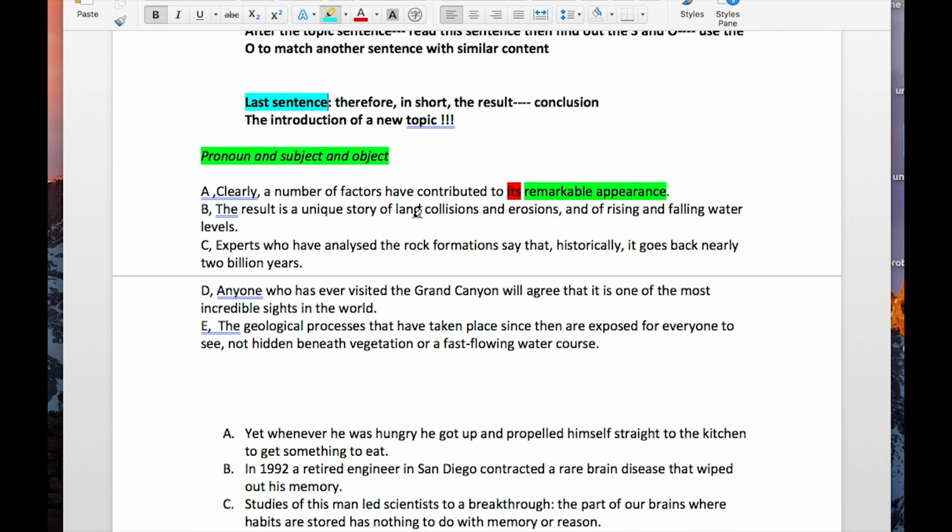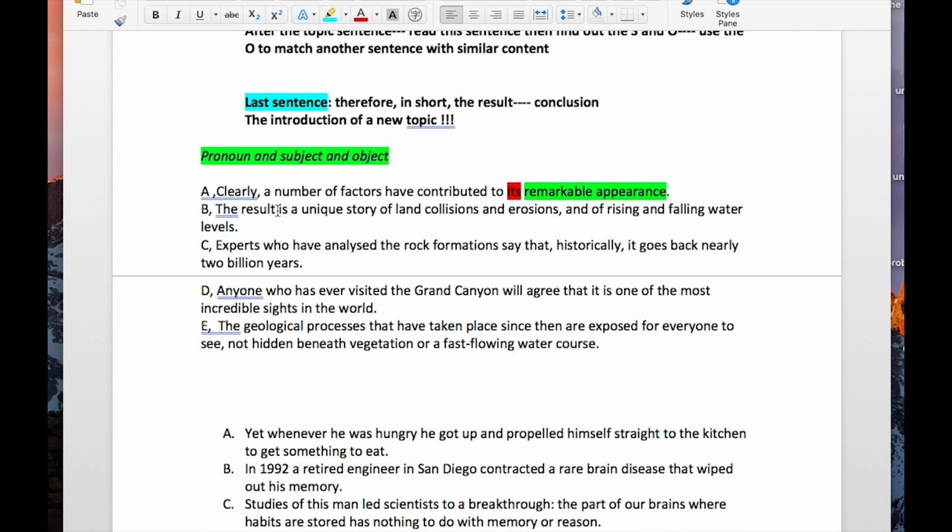Okay, now let's take an example. We have several examples. So the first example, we are applying the pronoun, subject, and object method. So we start to read. If you want, you can pause your screen for a second to read these sentences first of all. So first one, we see "clearly," and we see a large number of so-and-so appearance. So we see this is not your topic sentence, and you have "its." Obviously, something has been mentioned before. And then the object is remarkable appearance.